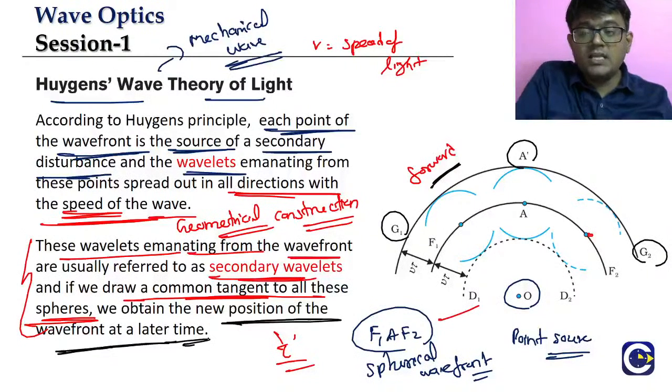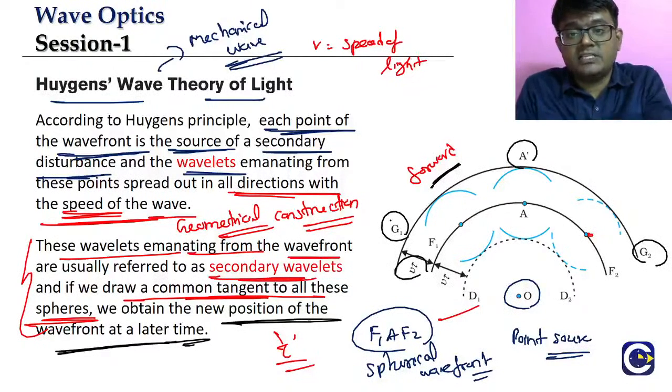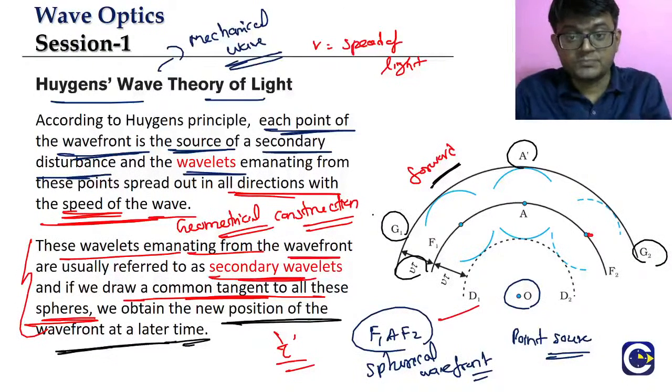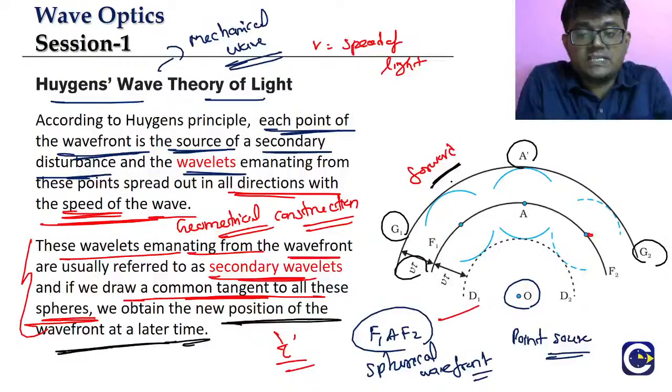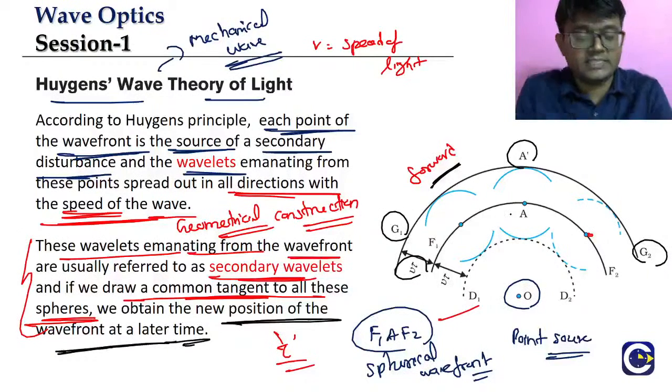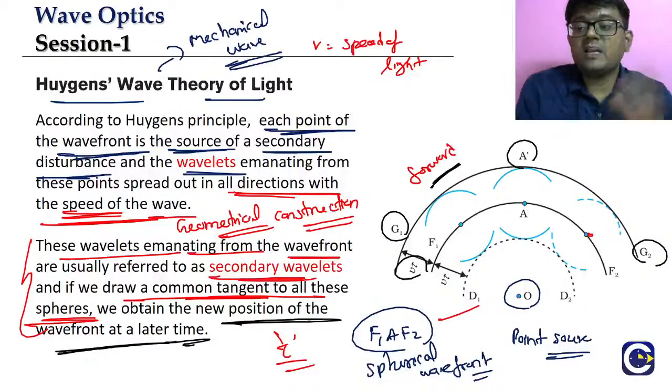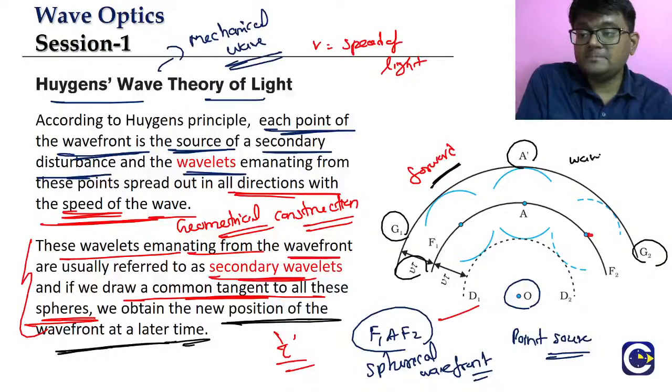Okay, so you draw secondary wavelets with a radius of v into tau. You construct a tangential surface, which will be, in this case, a spherical surface. It depends upon the kind of source we are having. If you connect all these tangents, we will get a surface here, which you are marking as G1, A dash and G2. So this will represent the wavefront after a time tau.